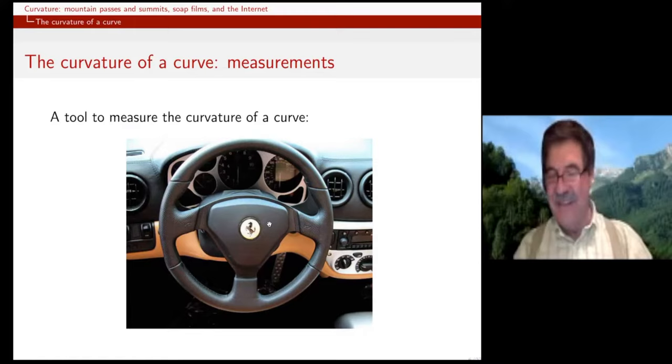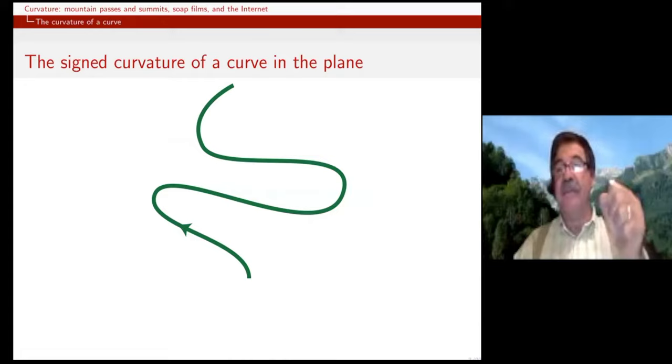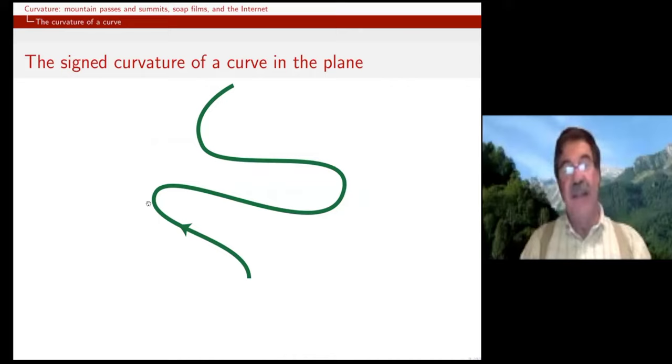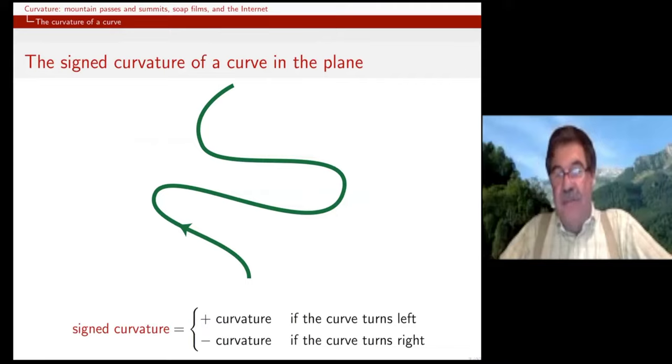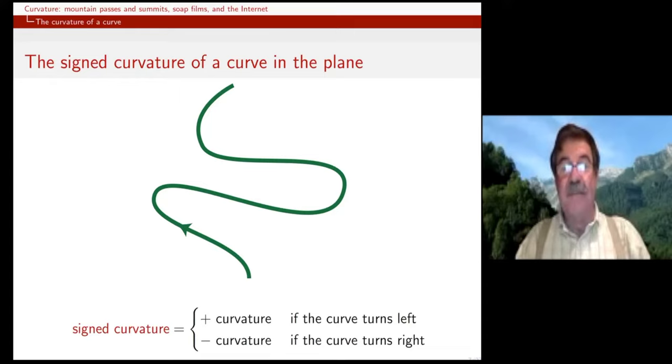Okay, but also, if you think about the example of the car, you know that you can turn right or you can turn left, and if you're driving, that makes a big difference. And so in this case, we actually consider what's called the signed curvature, where we put a sign in front, and the convention is that we put a plus if you turn left and a minus if you turn right. Okay, that's the convention. Don't see any politics there. Okay, so that's for a curve.